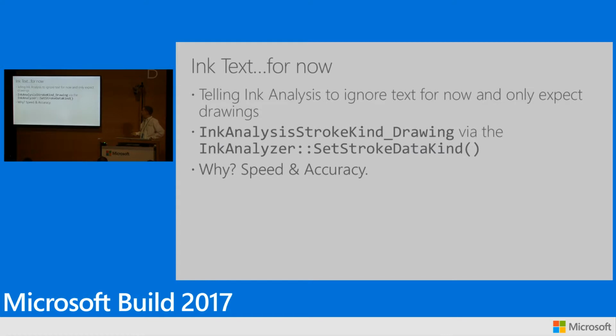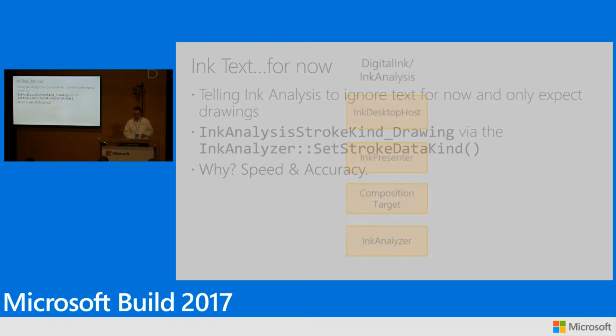One of the things too, right now we're ignoring the ink text. Ink will allow you to do shape analysis, but it'll also do handwriting analysis. For now, since we're just doing shapes, we can set that stroke kind to drawing, to make sure it expects just drawings. It's going to speed things up a little bit because it doesn't have to worry about is this handwriting or not. So you can limit the scope of what it's going to analyze.